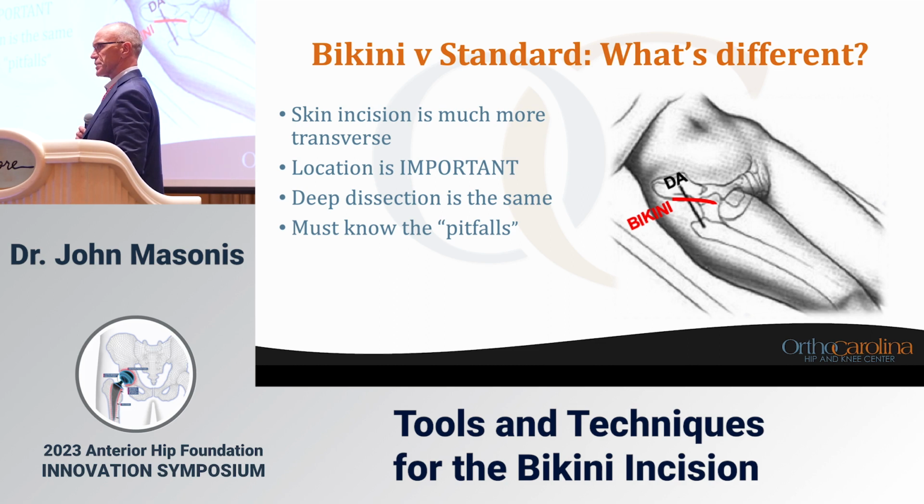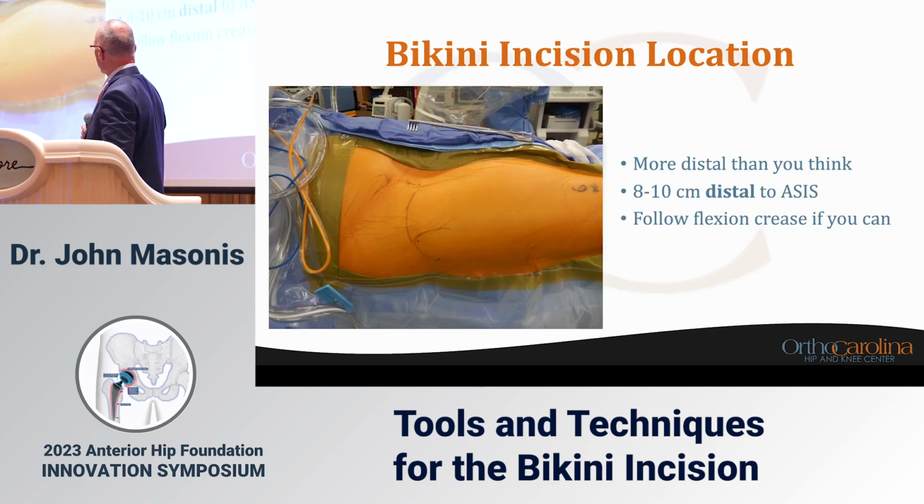But the deep dissection is the same. There's nothing from tensor fascia to the hip that is different from the bikini incision versus a conventional incision. But I do think you need to know the pitfalls. The incision is more distal than you would initially think, 8 to 10 centimeters distal to the ASIS. So I follow the flexion crease if you can on this incision. Sometimes the flexion crease of the hip will correlate with this level, and I have no problem putting the incision directly in the flexion crease. I don't think that's an issue. I think it's much safer to do that than to cross the flexion crease.